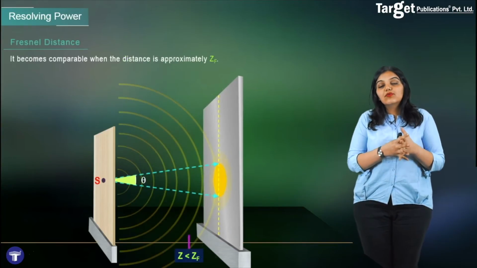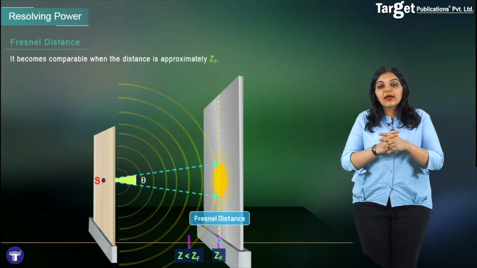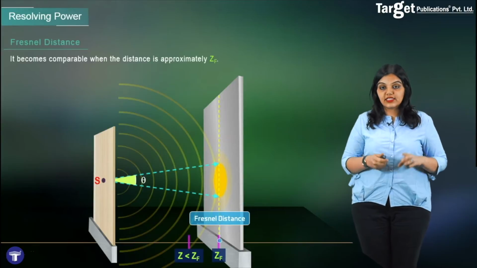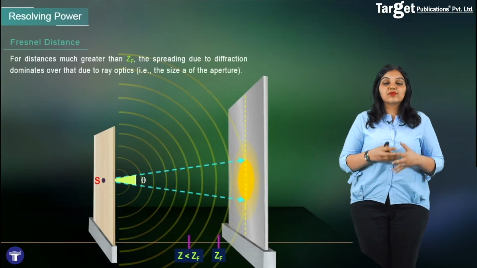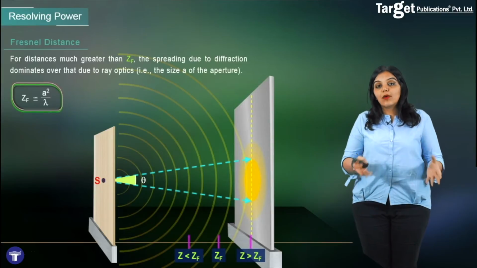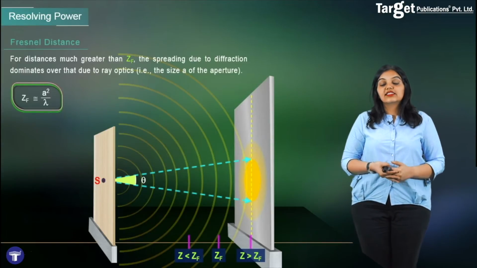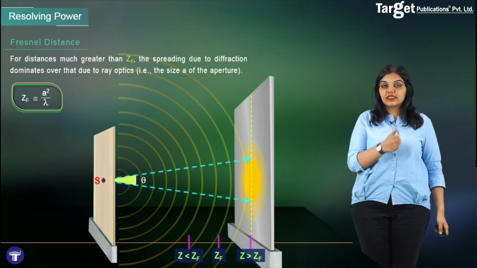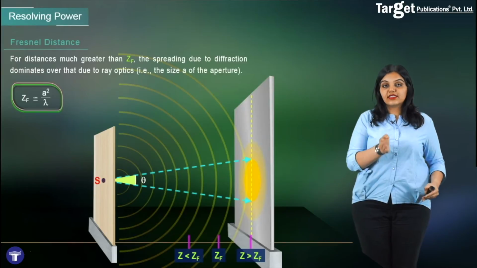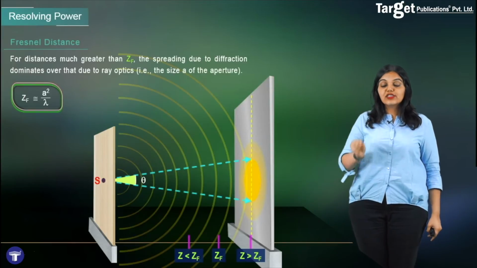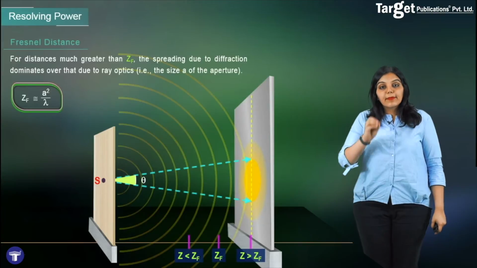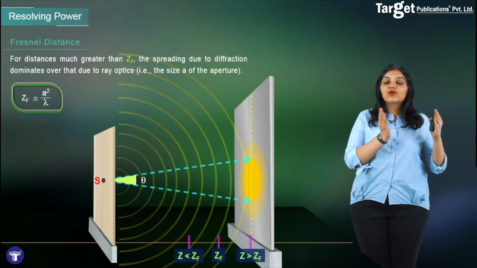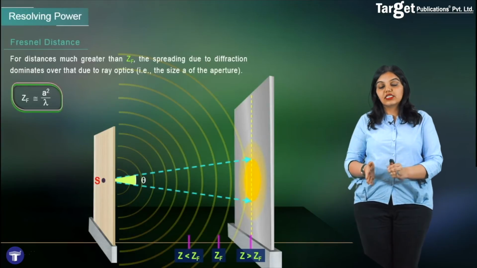However, as you move away from the source of light, it becomes comparable, and the distance approximately is known as ZF, which is the Fresnel distance. Beyond the Fresnel distance, the spreading due to diffraction is so large that it dominates any assumptions you make in ray optics. That is, then you have to start worrying about diffraction. So if you are operating within the Fresnel distance, you don't have to worry about diffraction effects. You can neglect them because they are very small. But beyond the Fresnel distance, that is ZF, diffraction effects can no longer be ignored, and you go from ray optics to diffraction limited optics.